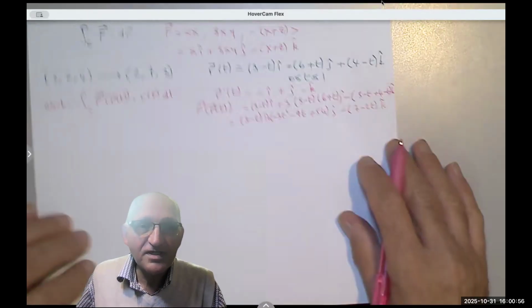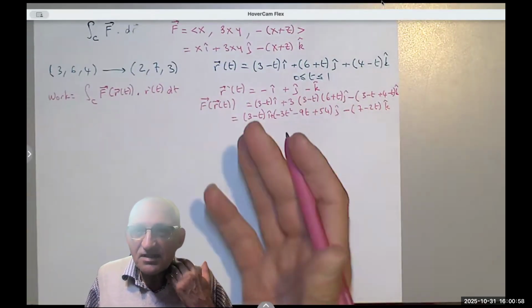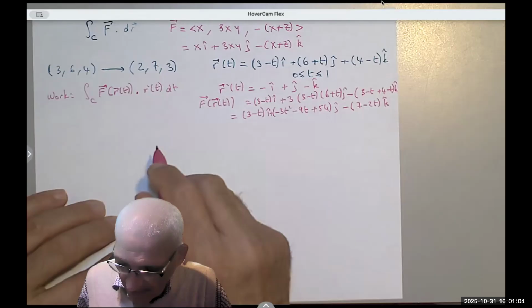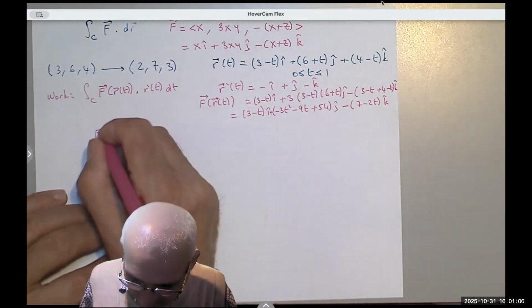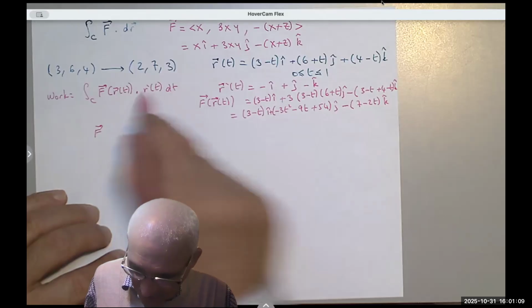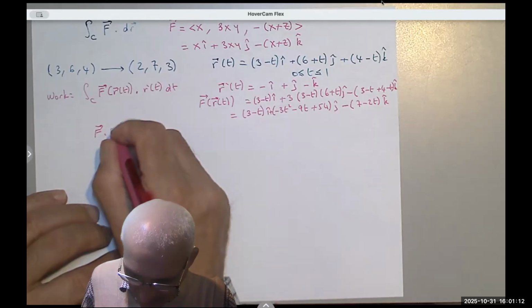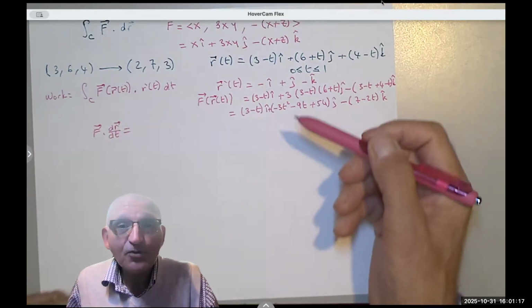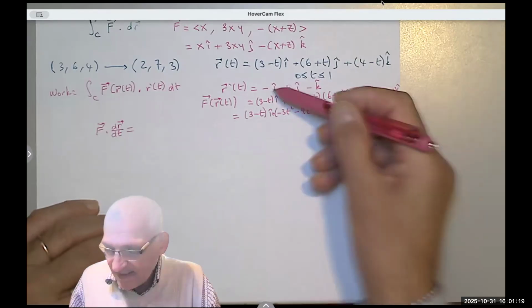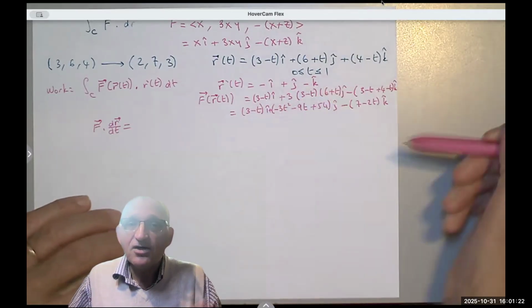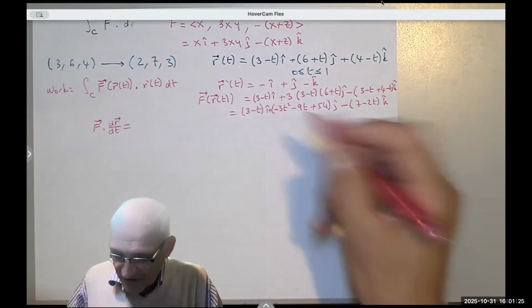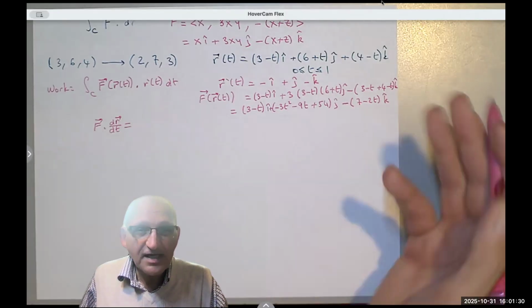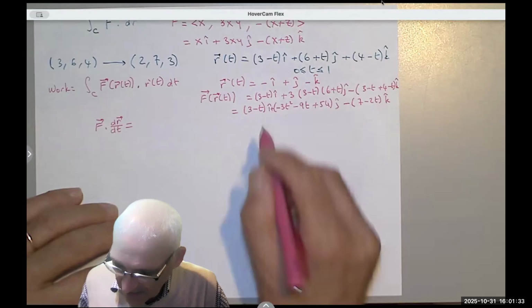The last step before the integral, it seems like a lot of work, but really it isn't, right? Now you do the f of r of t dot the r prime, or dr dt if you want, equals. Notice in the dot product, the i dot j and the i dot k and the j dot i and the j dot k, all of these are zeros. All we do is say i dot i is 1, j dot j is 1, k dot k is 1. So you don't have any vectors. It's just a scalar quantity.